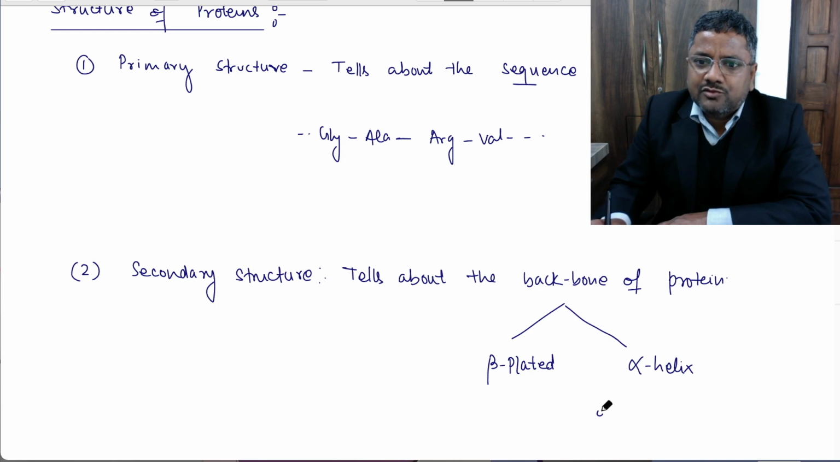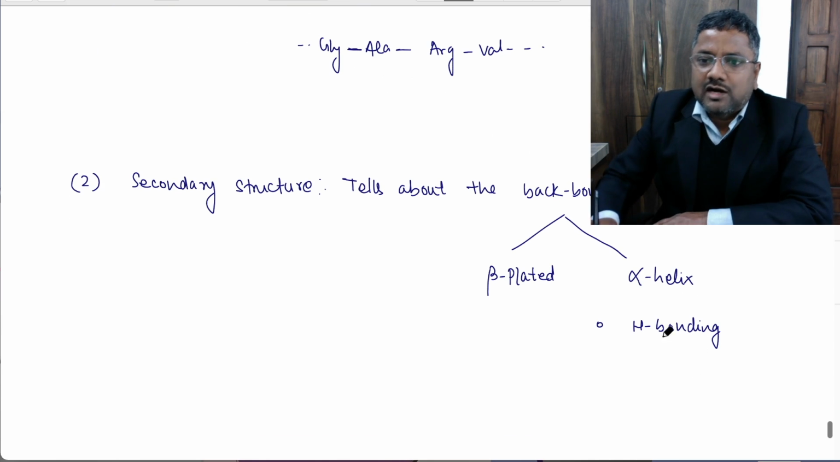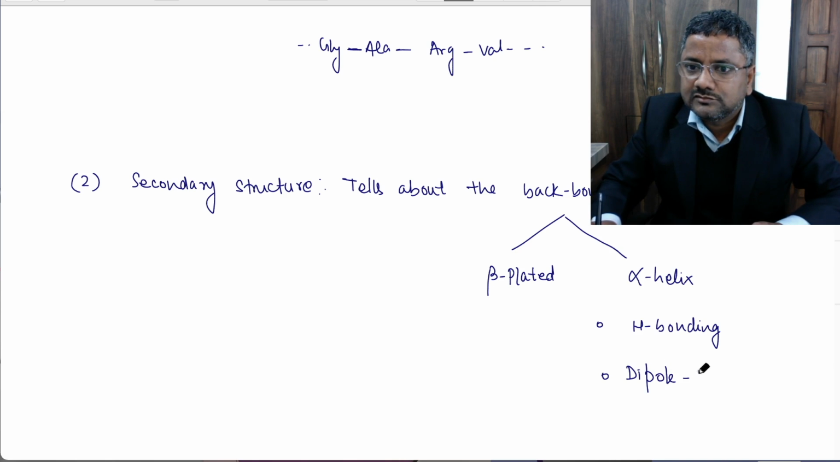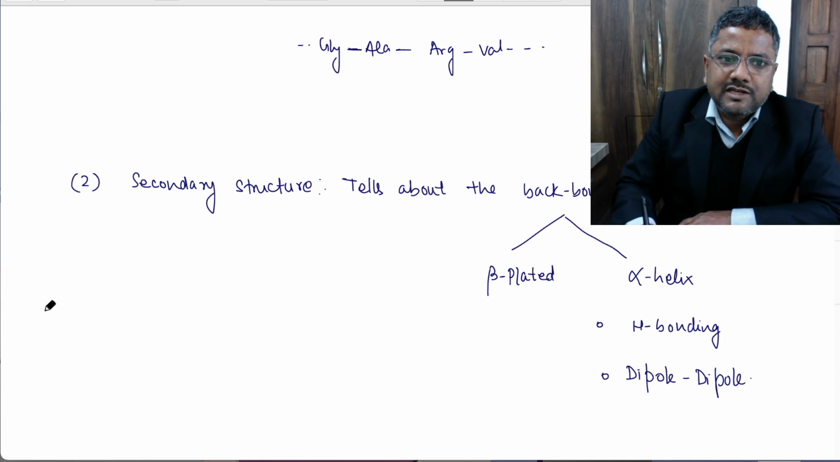And which type of forces are there here? Hydrogen bonding is there. See, these are the additional forces. In the primary structure, there is no talk about additional secondary forces. Here only covalent bonding is there, that is the polypeptide bond, right? So hydrogen bonding and dipole-dipole interaction. Dipole-dipole, right?